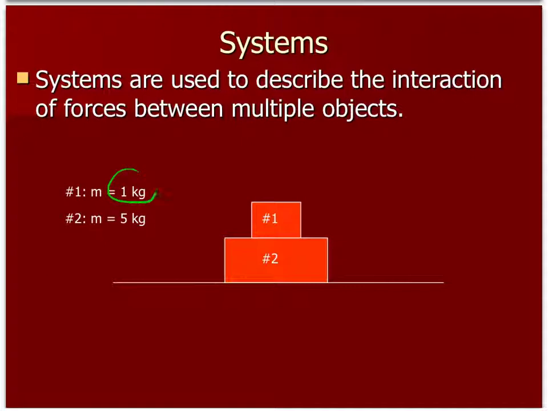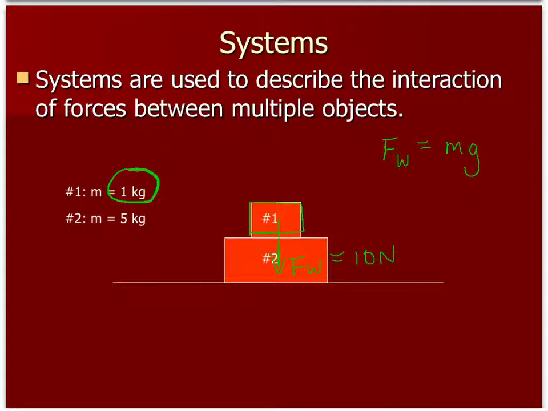We know it has a mass of 1 kilogram, and we learned in the last series of lessons that we're going to calculate an object's weight by using m times g, or its mass times our value of 10 for gravity. And so we know that box number 1 is going to have an FW which acts straight down, and m times g, 1 times 10, it's going to have a weight of 10 newtons.